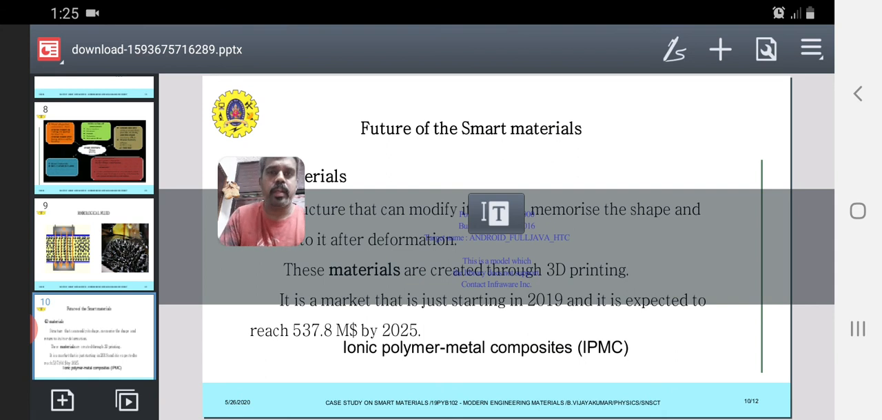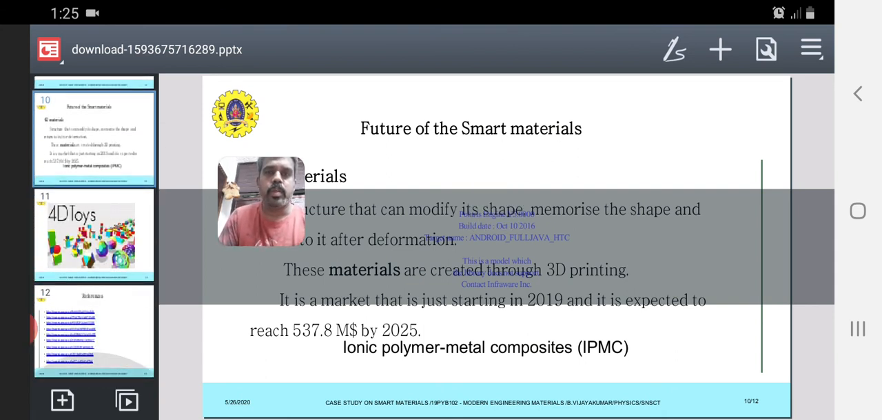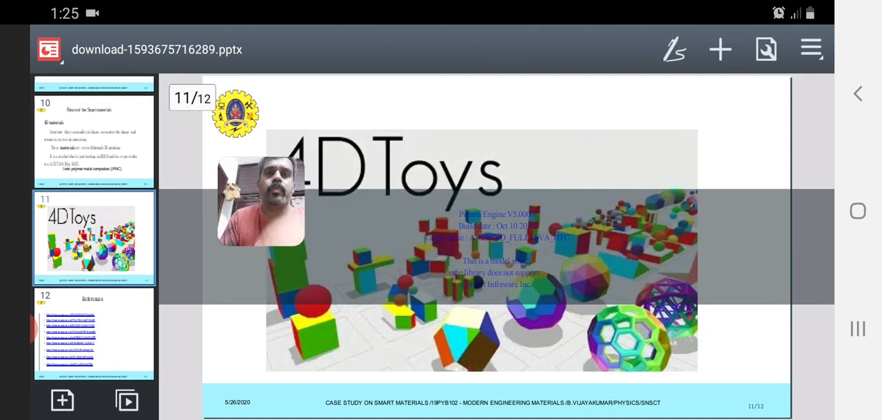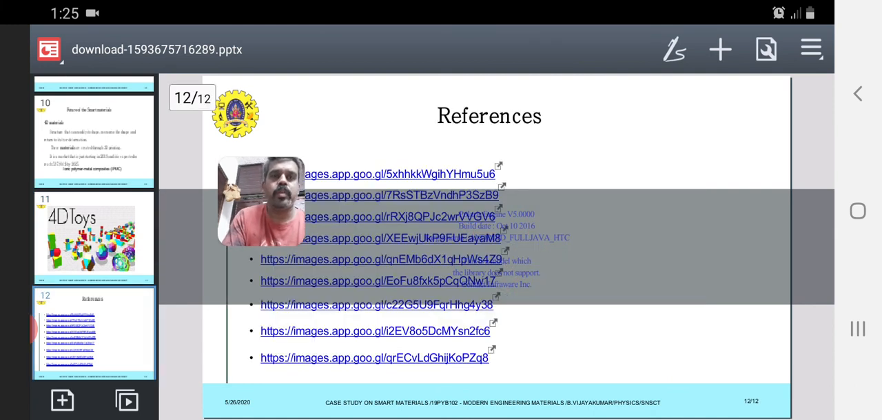So the next slide I show you is 4D toys. So look at that, the 4D toys. We know the 3D toys, but this is a natural, original toy. That means the way we see the object is in the form of 3D, but it is in the form of 4D. It looks like the original in nature. That is an example of 4D toys, right? So the next slide is coming.